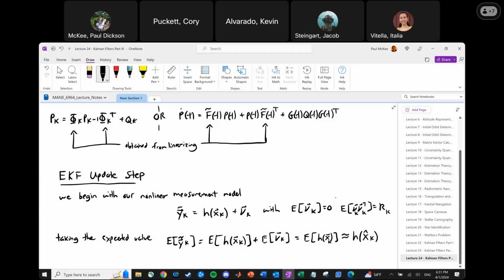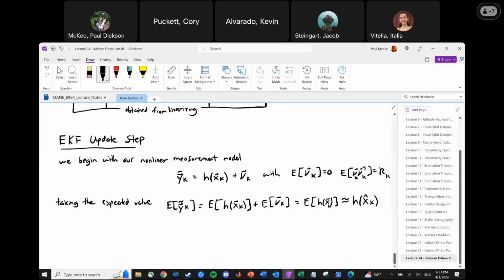This is not strictly true, right? The expected value of a nonlinear function of the state is not necessarily the nonlinear function of the expected value of the state, but to first order approximation, that's a reasonable guess. So this is also, just to be clear, already a first order approximation.